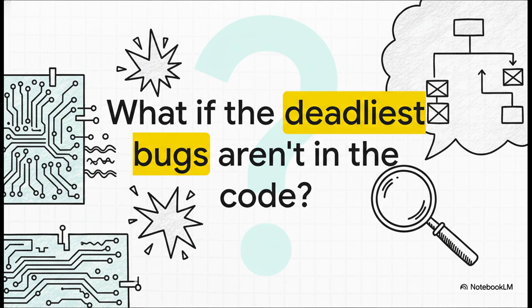So let me start with a question that might sound a little weird. What if the deadliest bugs aren't actually in the code? I know, but hear me out. We usually think of a bug as a typo or a simple mistake. But what if the really catastrophic failures, the ones that drain millions, aren't about syntax at all? What if they're about a fundamental gap in understanding what the system was supposed to do in the first place?